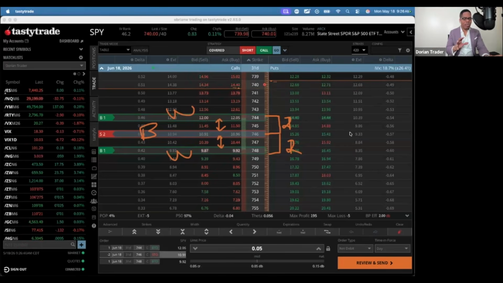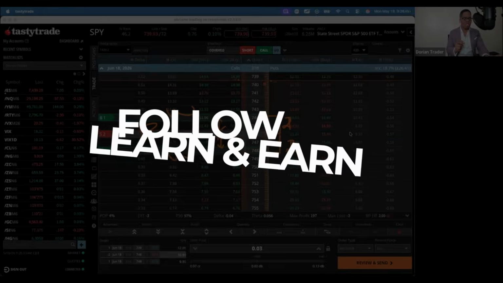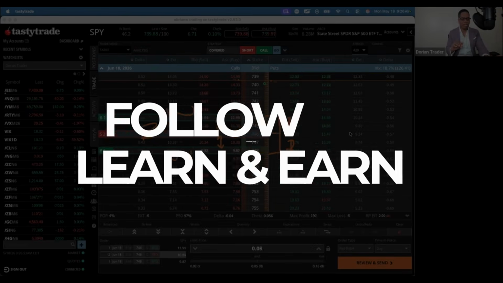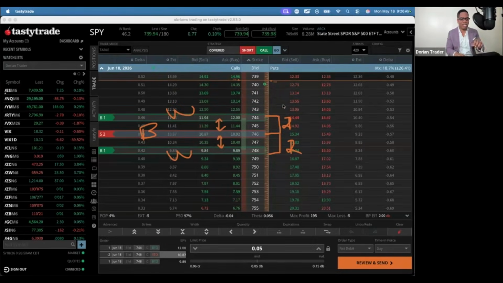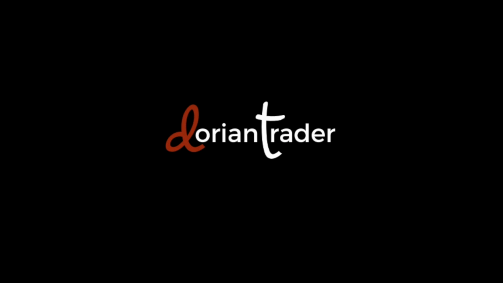And so this right here, what you see on your screen right now, is a traditional butterfly. What makes up a traditional butterfly is that everything is symmetrical. Each leg between the legs are the same distance. And so in this example, we said it's 2 points wide between.